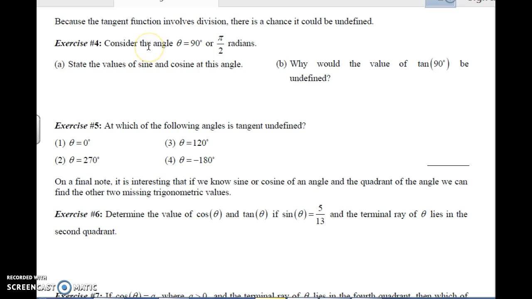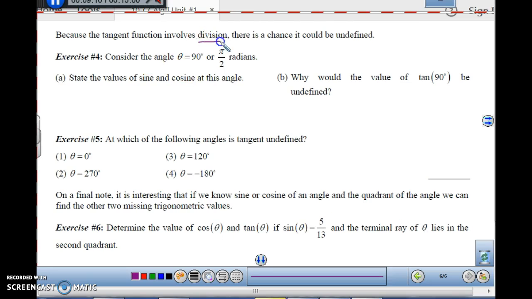Because the tangent function involves division, we have to divide sine by cosine, there is a chance it could be undefined. Okay, so let's consider the angle of theta equals 90 degrees or pi over 2 radians. Remember with our unit circle, 90 degrees is right here, so this would be the coordinate (0, 1). So what would be sine of theta? Well, sine of theta is the y-coordinate, so that would be 1. Cosine of theta would be the x-coordinate, which would be 0.